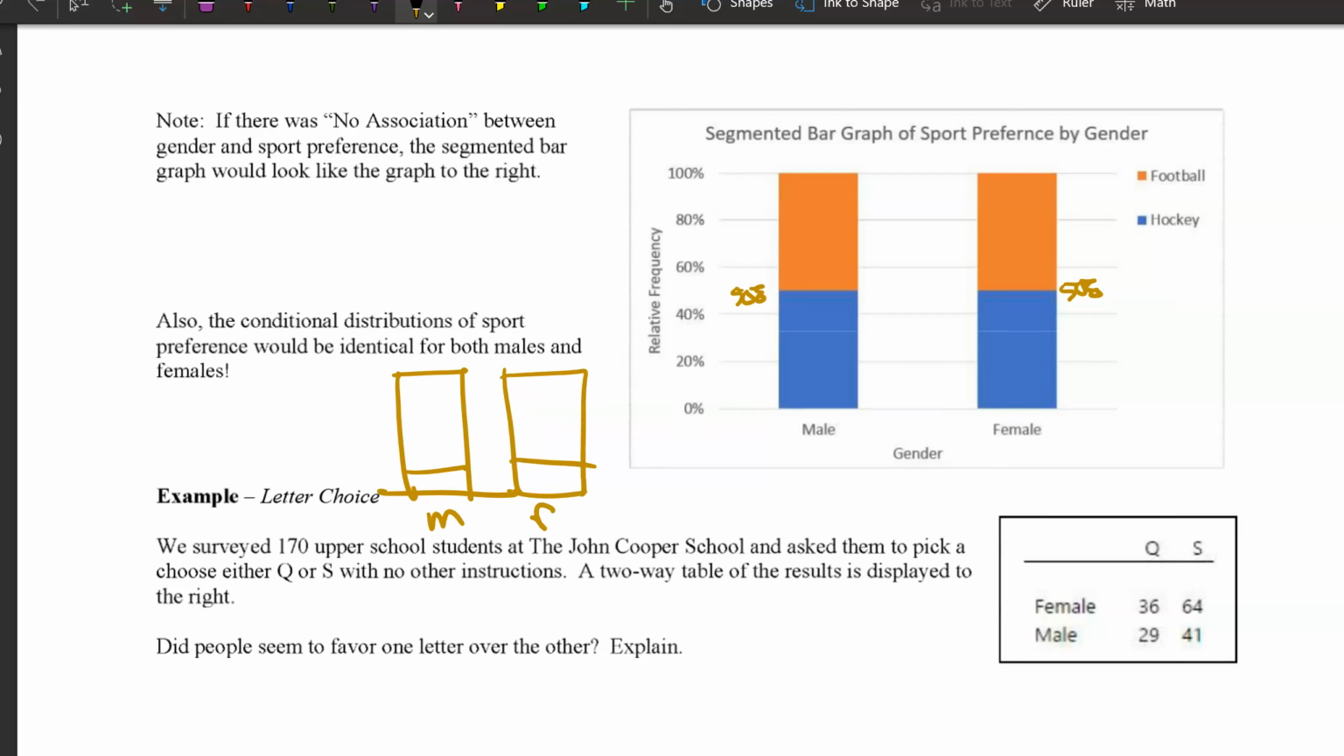So if this was males and this was females, and these were both exactly 10% like football and 90% like hockey, it doesn't matter if they're 50-50, as long as the distributions are the same, whatever the distributions are. Okay? The left and right segmented bar graphs would match up in their segments.